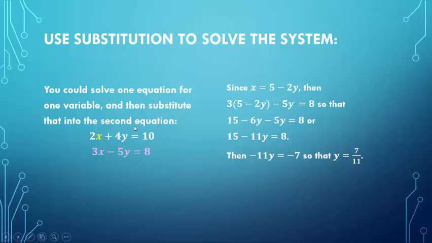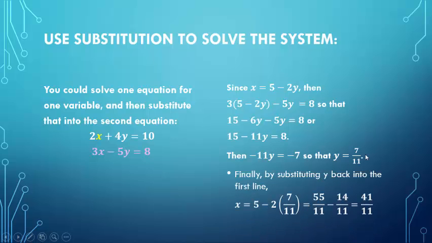So this is the exact same system we graphed, so I should get the exact same answer. Once I get a solution for y, 7/11, plug that into this statement where you isolated x, and you'll be able to get x. And again, we do get that ordered pair.